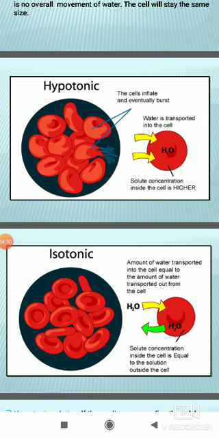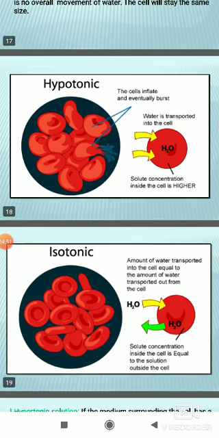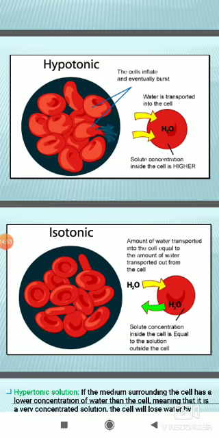You can see in the slide we have taken RBC and kept it in an isotonic solution. The amount of water transported into the cell is equal to the amount of water coming out of the cell. The yellow arrow shows the amount of water going inside the cell and the green arrow shows the amount of water coming outside the cell. Since the water concentrations inside and outside the cell are equal, we can say that the cell size remains the same.